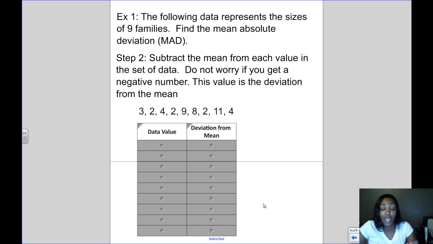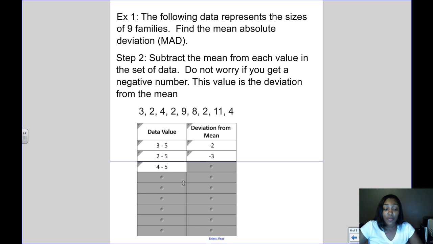And the deviation is how far each one of these numbers is from the mean. So if we start with our first value, 3, we're going to subtract 5 from it, which means the deviation would be negative 2, because 3 minus 5 gives you negative 2. So right now that is 2 places from the mean. Then we have 2 minus 5, which means the deviation would be negative 3.